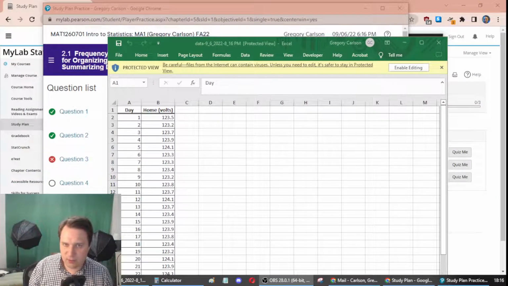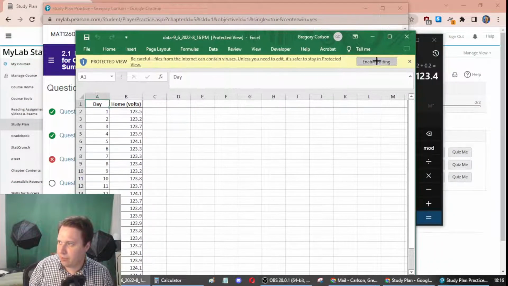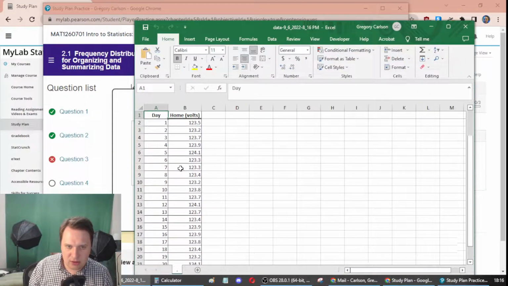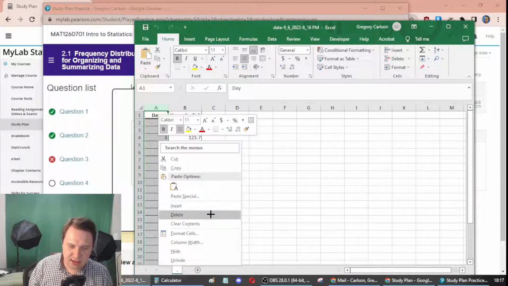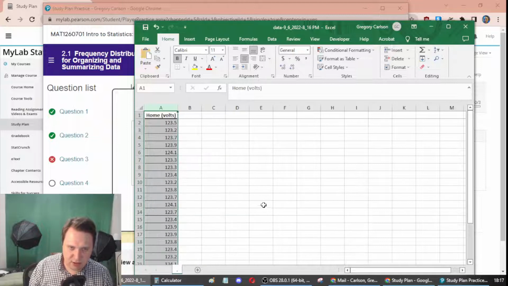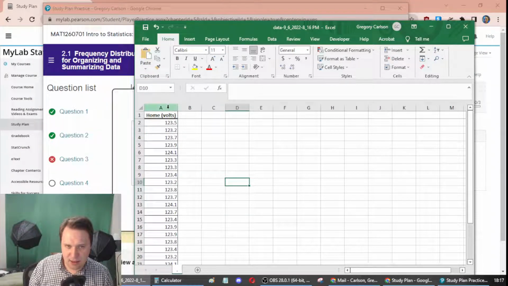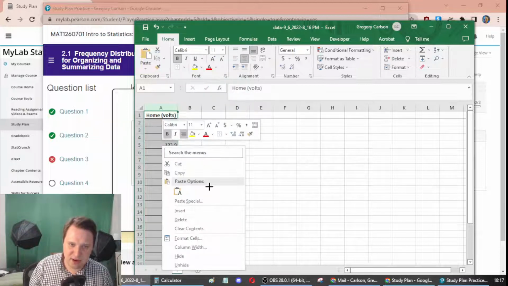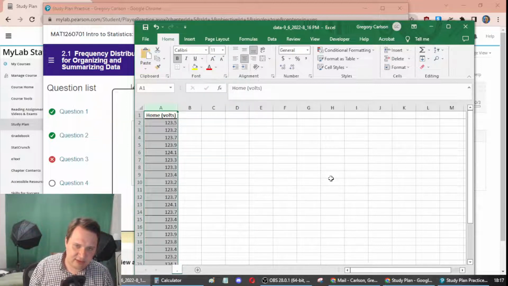As the screen goes away. All right. So be careful when you're doing this in Excel. You can delete this day column. We don't need it. So I'm just going to click on A, right click, and click delete just to get rid of those cells. Again, all I did there was first I clicked on the A column, then I right-clicked, then I clicked delete to get rid of those cells.